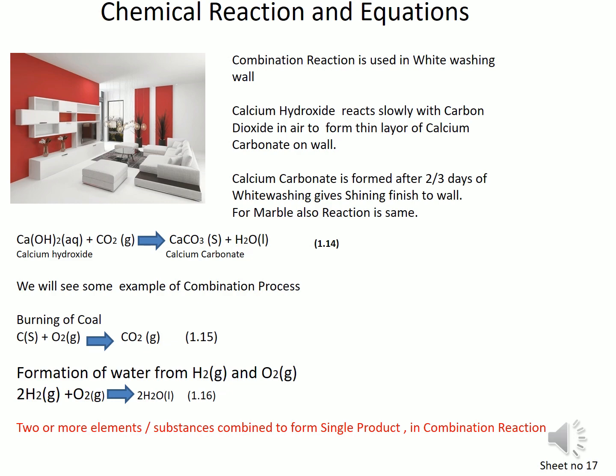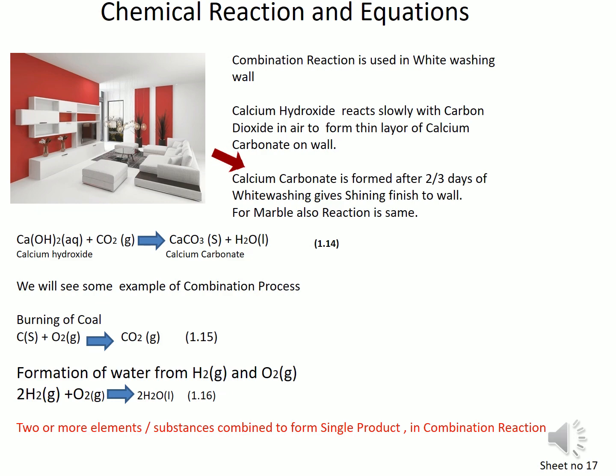Now let us see exactly what happens. Calcium hydroxide, that is Ca(OH)2, in the aqueous form, when it interacts with CO2, this CO2 being taken from the air, so when these two interact, it forms CaCO3, that is calcium carbonate, plus H2O.